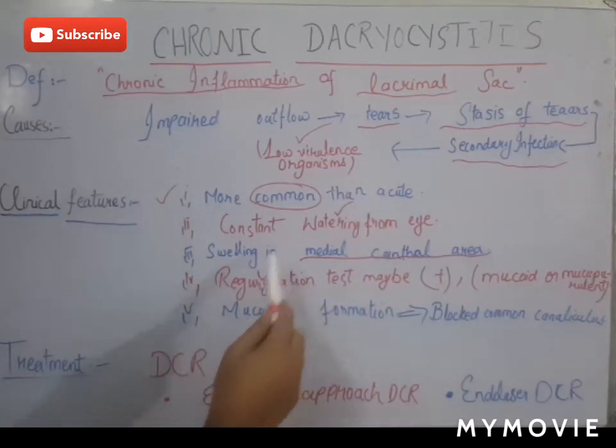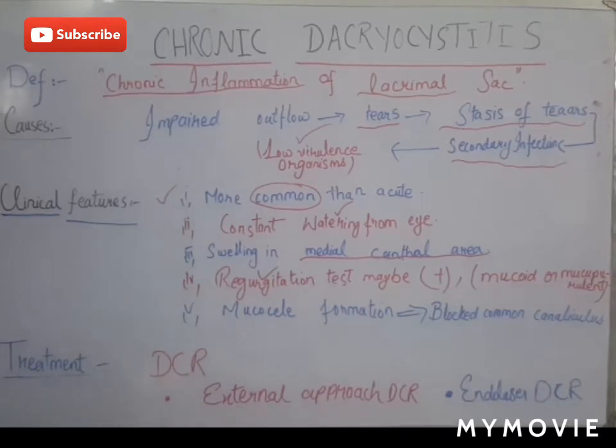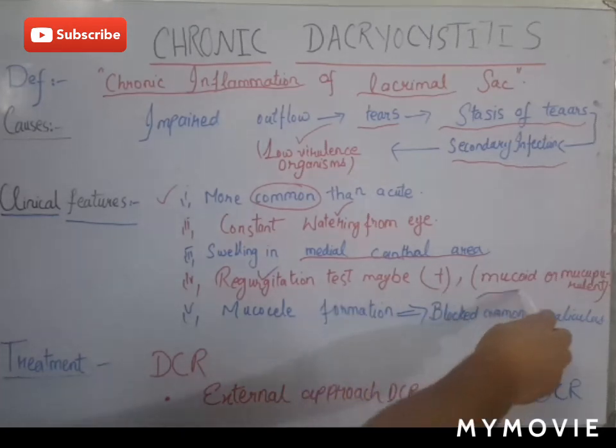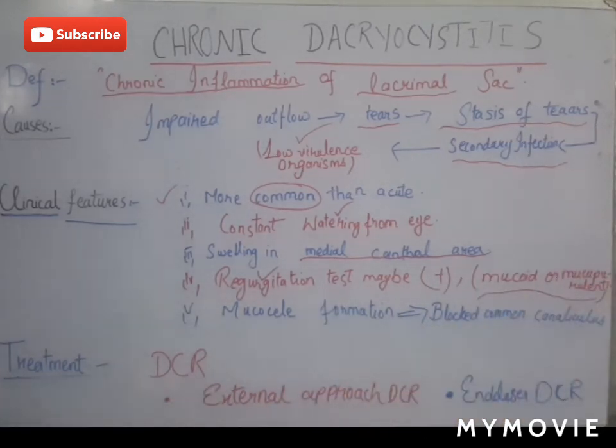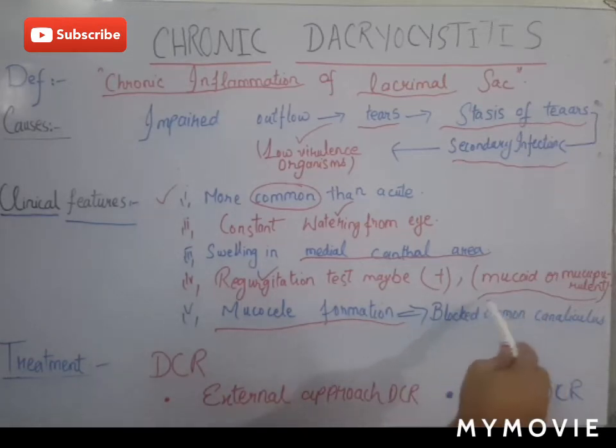Fourth one is regurgitation test may be positive. What is it? When we apply pressure on the lacrimal sac, the mucoid or mucopurulent discharge comes out from the puncti. Fifth one is mucocele formation that may occur if the sac becomes dilated after blockage of the common canaliculus.